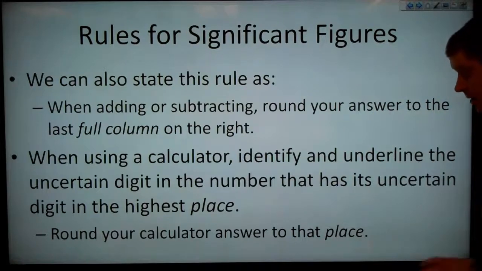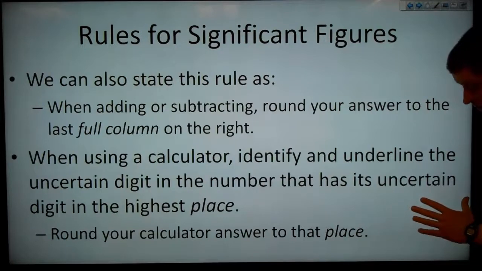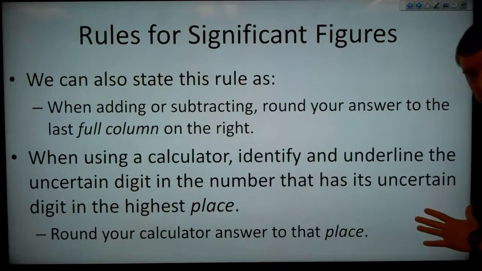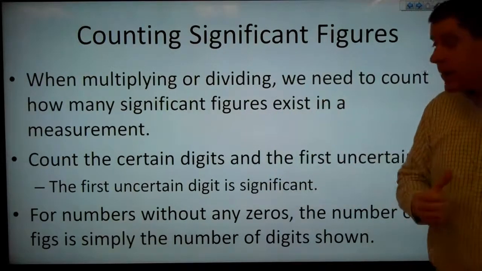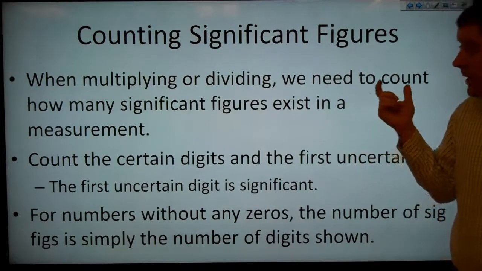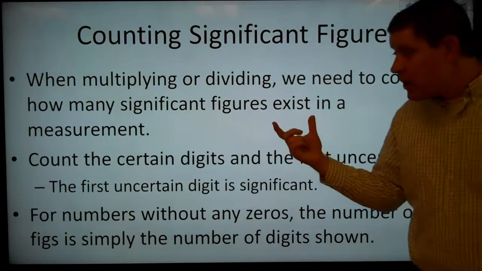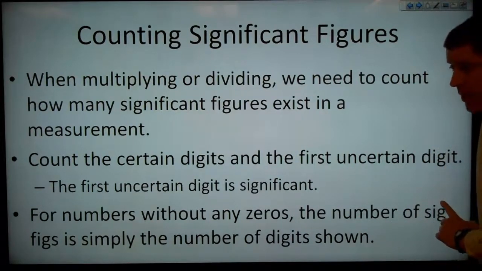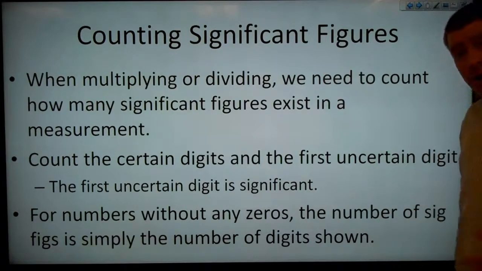If you're using a calculator, you need to identify and underline the uncertain digit in the number that has its uncertain digit in the highest place, and then round your calculator answer to that place, like I did on the last slide. When you're multiplying and dividing, we do things a little bit differently than with adding and subtracting. With multiplying and dividing, we need to count how many significant figures exist in each of our measurements. So we count the certain digits and the first uncertain digit. Remember that the first uncertain digit is significant. Any other uncertain digits are not significant.